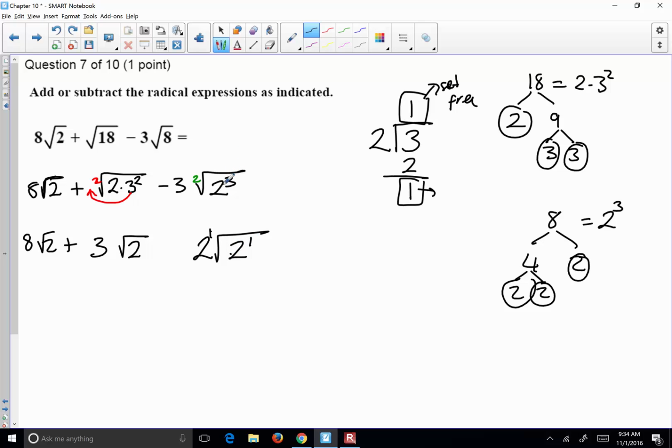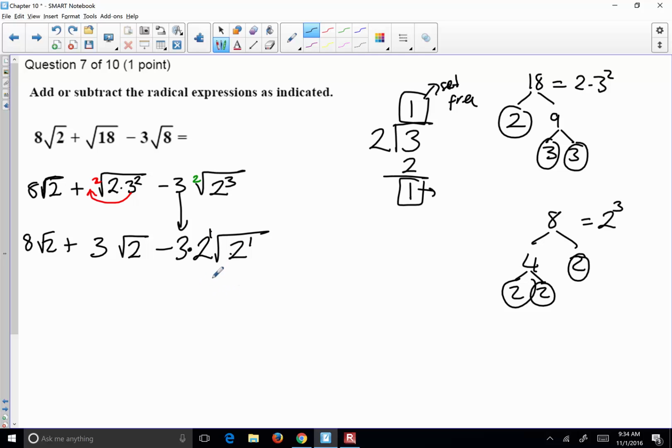We used to have triple 2's. Triple 2's paid 2 of them to the guard and became 1 2 out, 1 2 in. Okay, what else do we have in front? Minus 3. Remember? This 2 comes out.